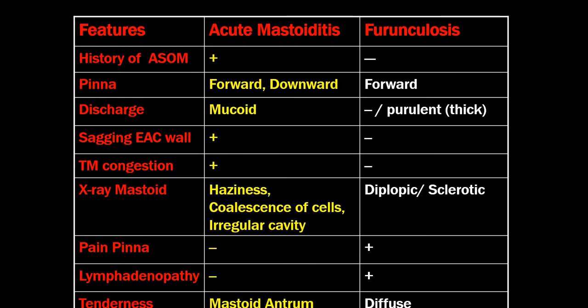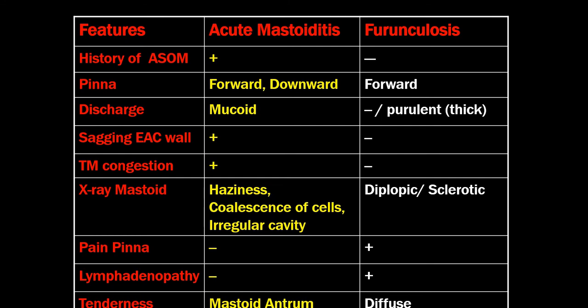To differentiate acute mastoiditis from furuncle of the external auditory canal, a history of ASOM is present in acute mastoiditis but is absent in furunculosis. The pinna will be displaced forward and downwards in case of acute mastoiditis, but in case of furuncle it will be just simply forward. The discharge from the ear in acute mastoiditis will be mucoid discharge, but in furuncle it will be either thick purulent, or it might be absent. Sagging is present in case of acute mastoiditis, sagging is absent in case of furunculosis. But the external auditory canal might be edematous, might be swollen.